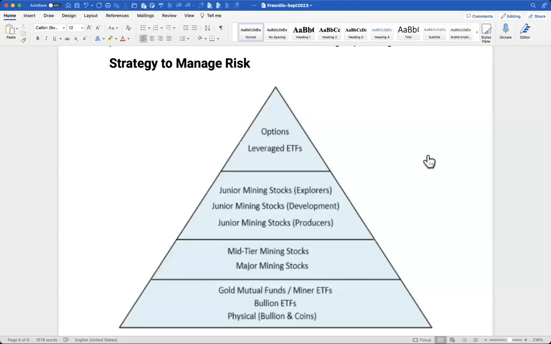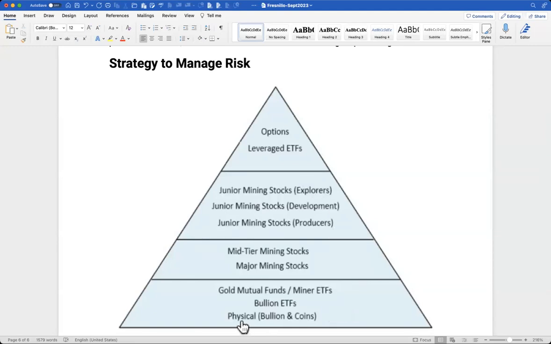I wanted to create a little video on how to manage your risk. So I created this pyramid of risk. The bottom is the base, and the wider the pyramid, the higher allocation you want to have. As you go up the pyramid, it has higher risk, and you want to have lower allocation.